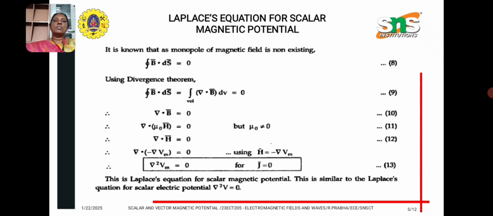So del dot H can be 0, and H is replaced by negative gradient of Vm, that is minus del Vm. We can write the equation as del dot minus del Vm equal to 0, and so this is del squared Vm equal to 0 for source free region J is equal to 0. This del squared Vm is equal to 0 is called the Laplace equation for scalar magnetic potential, and this is similar to the Laplace equation for scalar electric potential del squared V is equal to 0.